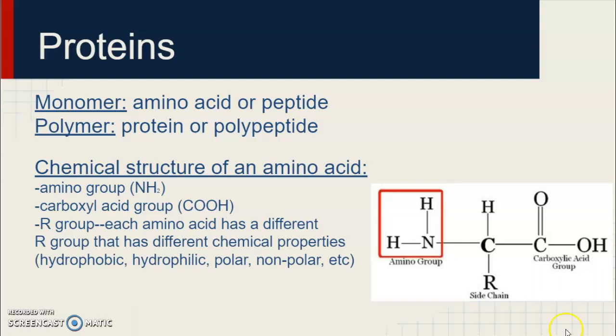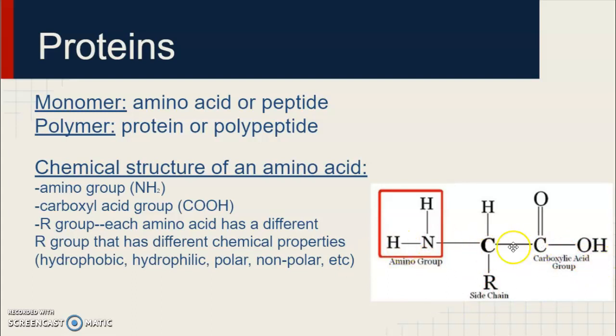This picture shows the chemical structure of an individual amino acid, one of the monomers. There's a whole bunch of different amino acids, but all of them have the same basic structure. They have an amino group, that's this NH2 right here. And they have a carboxylic acid group, which is the C double bonded to an O with an OH. See where the name comes from? Amino carboxylic acid, amino acid.